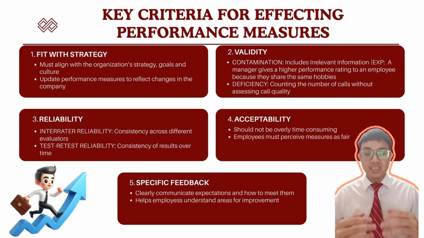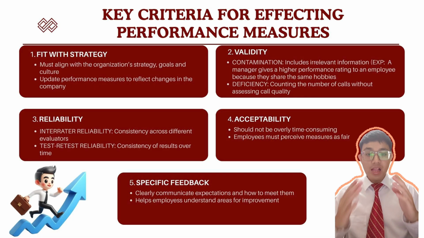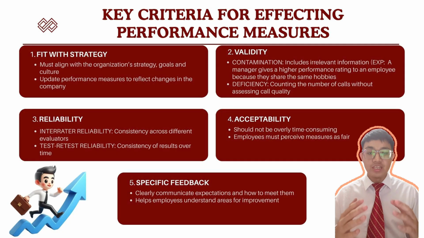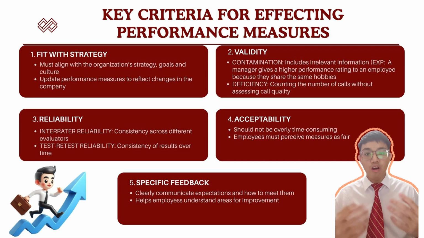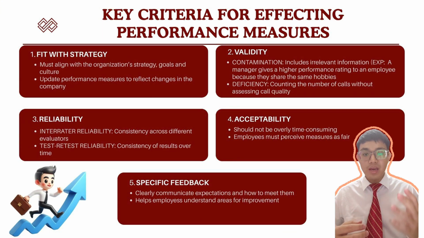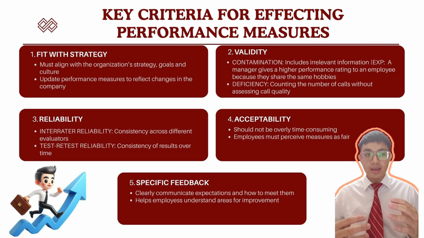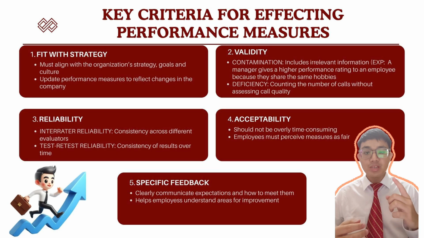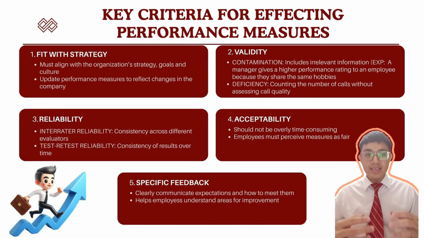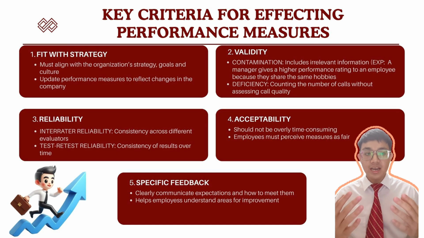And then we have deficiency. It is where it excludes relevant information crucial for evaluation, such as only counting the number of calls without assessing the call quality of the company. And then the third criteria is reliability. There are two methods of reliability, such as inter-rater reliability method, which is the consistency across different evaluators, and also test-retest reliability, where it is the consistency of results over time.